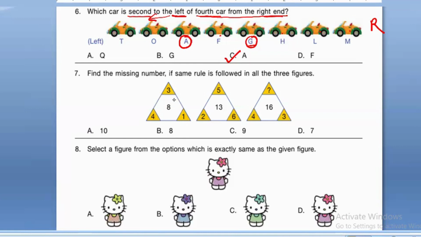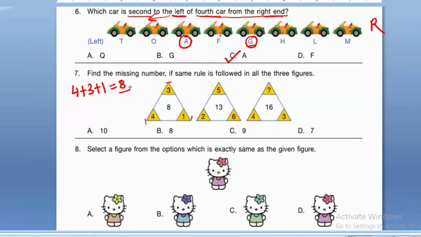So what we need to do is check the numbers in the corners, so the numbers are 4, 3 and 1. And when we add all the numbers in the corners, what we get is 4 plus 3 is 7, 7 plus 1 is 8. We are getting 8.